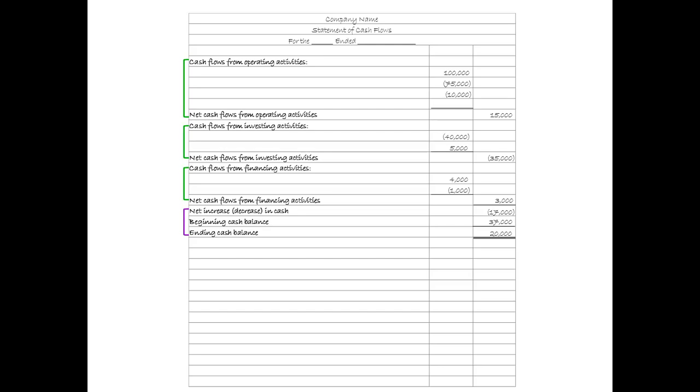We will compare our calculated ending cash balance to the cash balance on the balance sheet. If the 2 numbers agree, we have proven that we have accounted for every penny of cash that came in or went out.